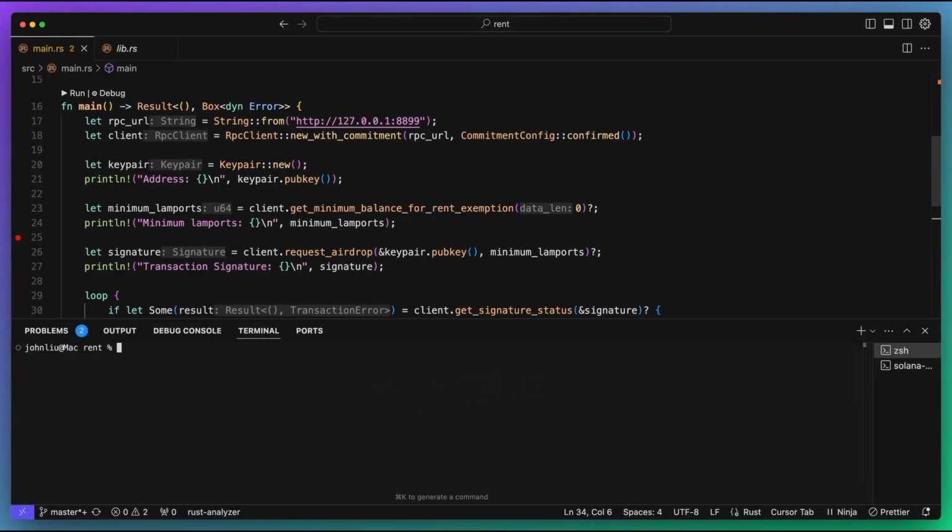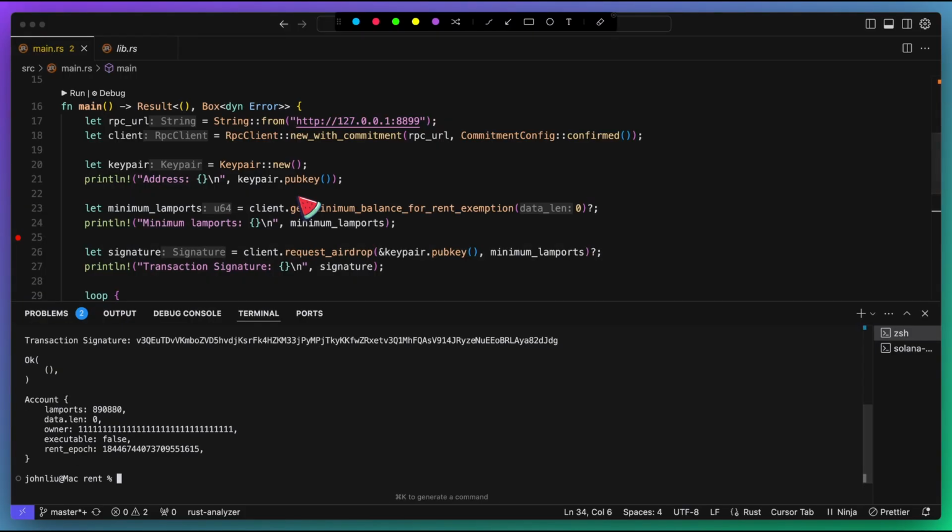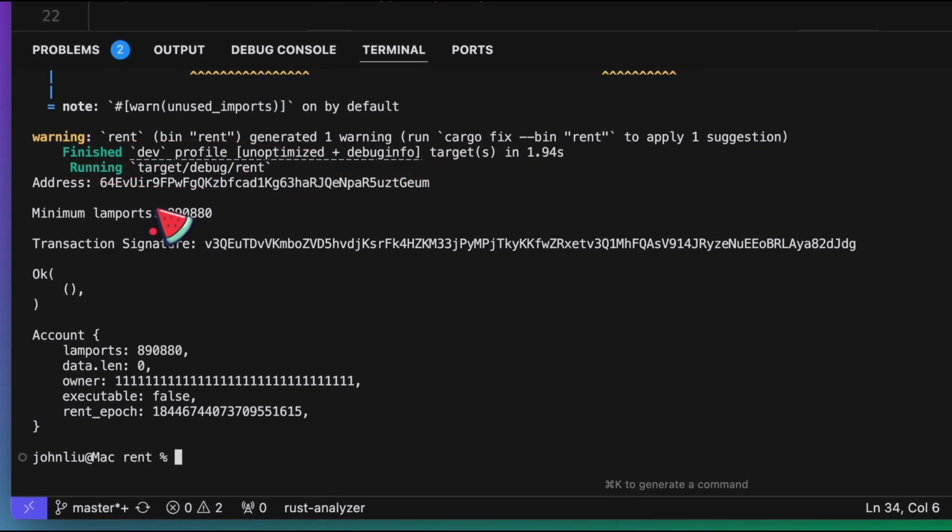If we were to run this, we would see that we get the following output, where we have this address here, our minimum lamport calculation, a transaction that was sent to transfer SOL to this address, which creates an address with the following on-chain data that stores the following lamport balance, which matches the amount we requested. So this means after the airdrop request, there is an account on-chain at this address storing this data here.